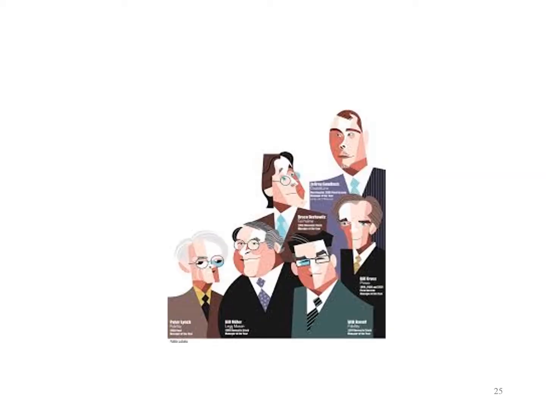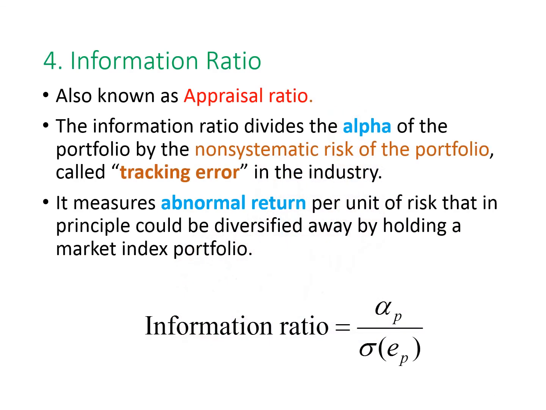Finally, we come to the fourth risk-adjusted performance measure, which is known as information ratio. The information ratio is also known as appraisal ratio. The information ratio divides the alpha of the portfolio by the non-systematic risk of the portfolio, which is also known as tracking error in the industry. It measures abnormal return per unit of risk that in principle could be diversified away by holding a market index portfolio.